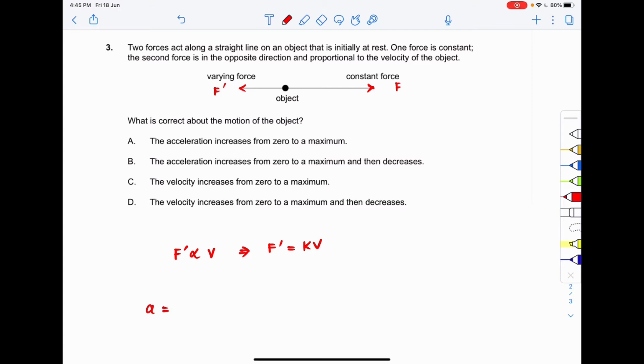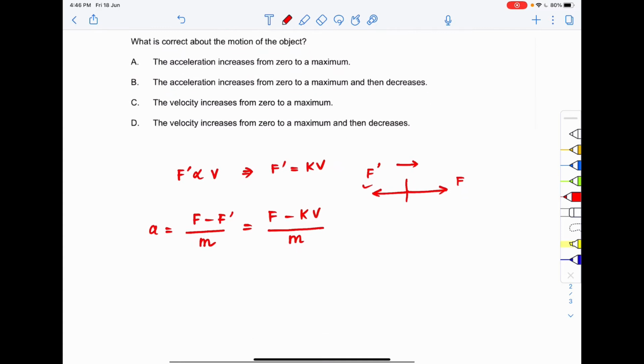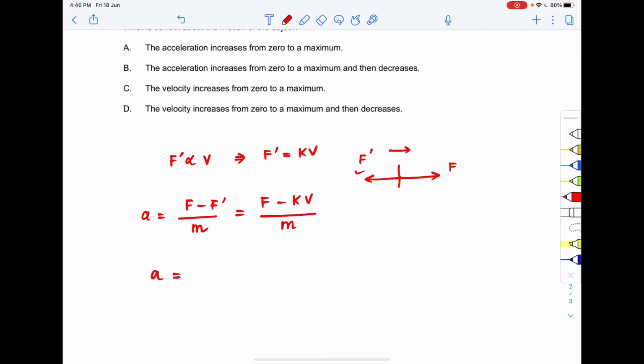The acceleration would be F, the force acting in this direction, minus F dash, which is acting in this direction. So what is the net force? The net force will be in this direction, so acceleration is equal to F minus F dash divided by M. What is F dash? F dash is kv, divided by M. So the acceleration would be equal to F by M minus k by M times v.